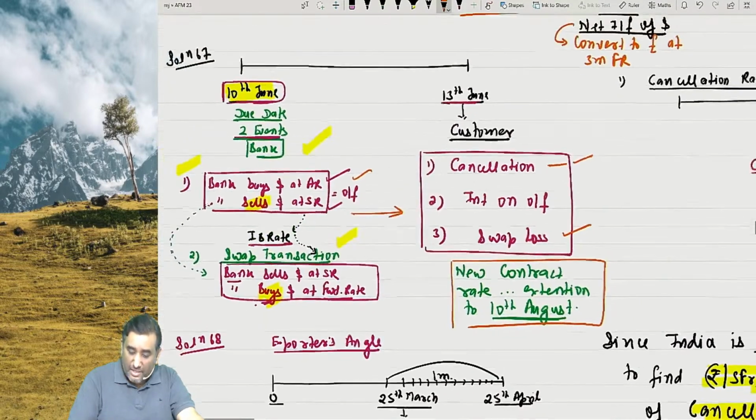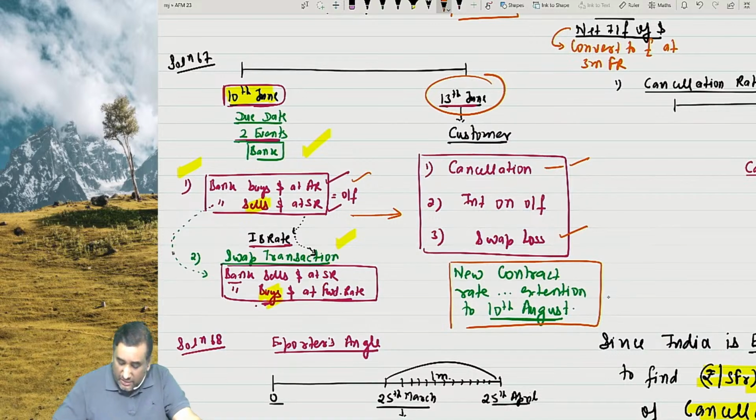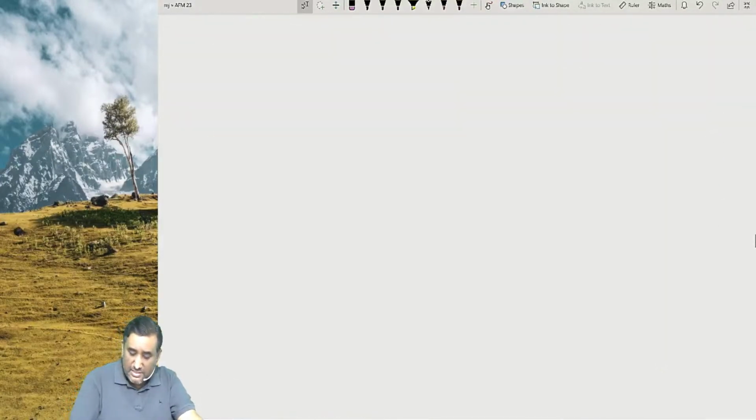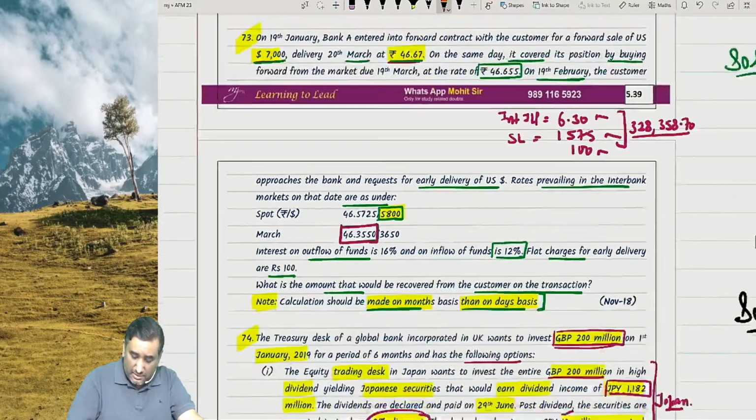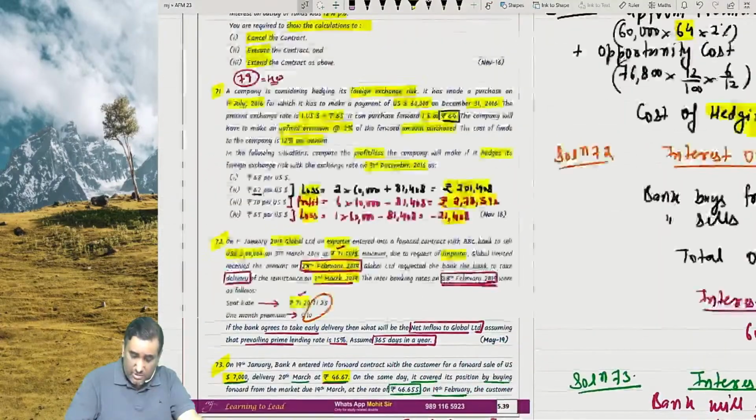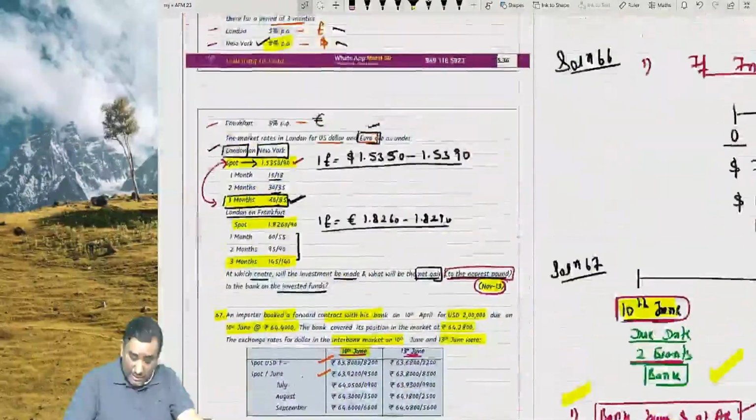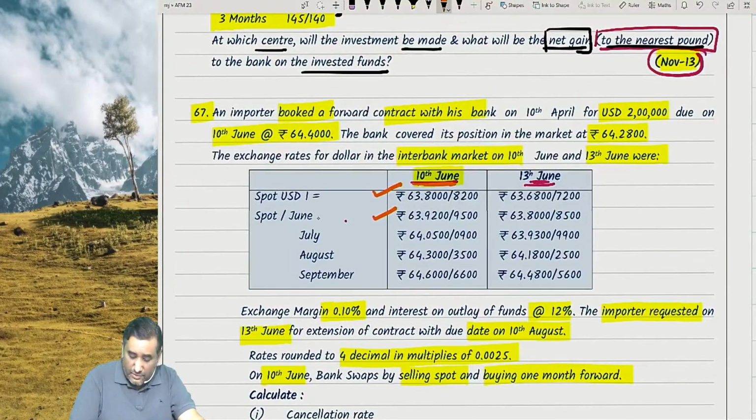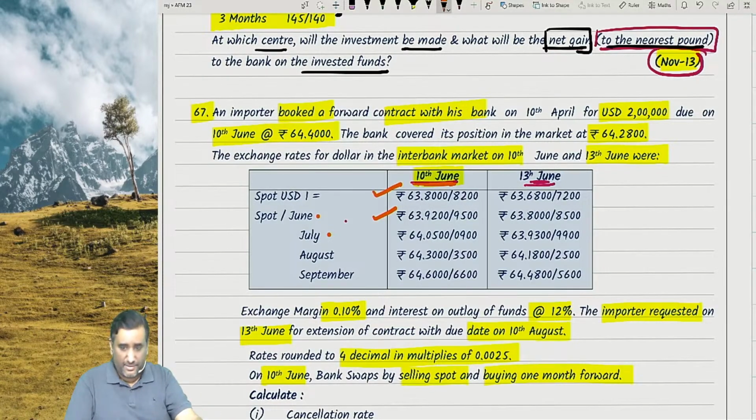This is also confusing. He's standing on 13th and asking for the rate of 10th August. That's also one of the gray areas of the exam. Sir, which rate should we take? Generally when I ask a student in the normal class, he says, sir, if this is 10th June, this is what date? I don't know. I assume 30th. This July, sir, could be 10th July. This August can be 10th August. This September can be 10th September. I have no idea which dates.